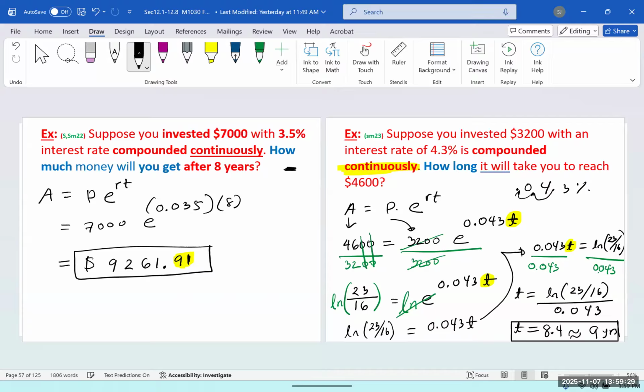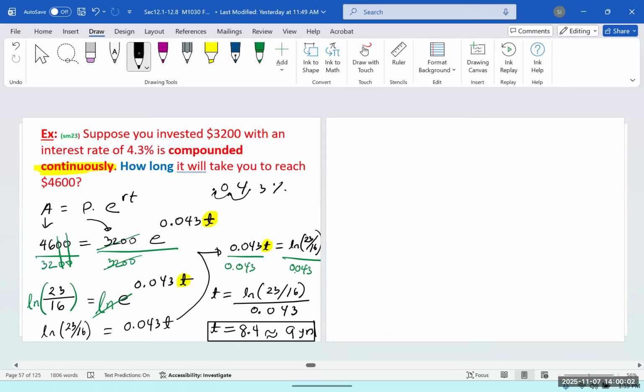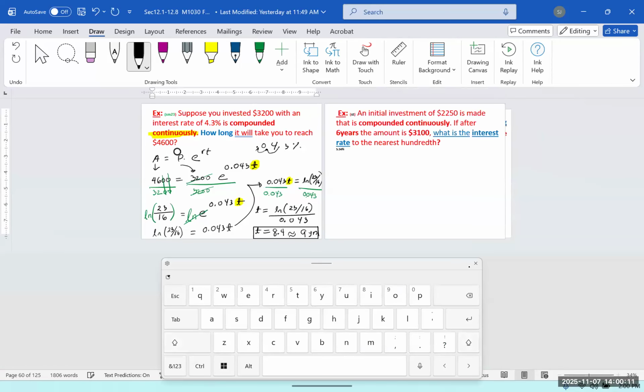So is it worth it? You have to wait 9 years to get 4,600 from your 3,200. I rounded up because it's a realistic situation. You cannot say you have to wait only 8 years because it's not possible, right? 8 years plus more. How much more? If you have no idea, tell yourself it's 9. It depends on the multiple choice. Most likely there are multiple choices. Okay. So investing with a low amount and low interest rate is not worth it.